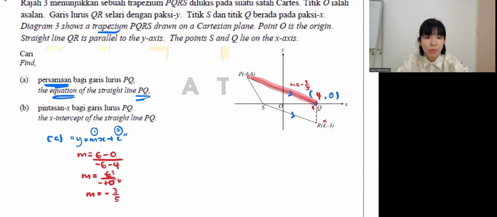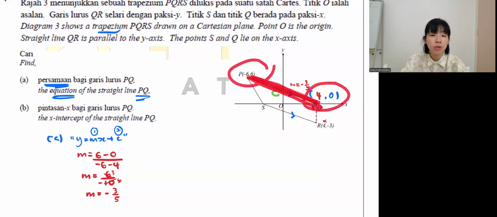Then how about c? We have m already. C is the y-intercept. Check the diagram. C will be here, but obviously it's not given. If it's not given, we have to find it on our own. You can choose any point, but make sure it's along this line. You have two options, either P or Q can be used.